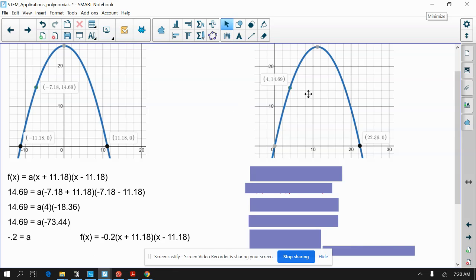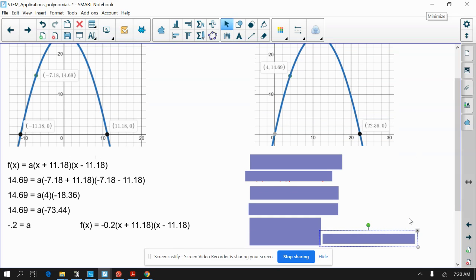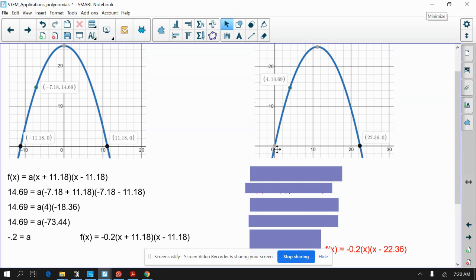What about this one? You should pause the video and do this on your own. So here our final answer is this. We've got an a value times a factor times a factor. So how do I start? I know I have two zeros. Well, if I know the zeros, I know the factors. And the polynomial can be written as a times a factor times a factor. So a times x minus 0, which represents this 0, and x minus 22.36, which represents this 0. Well, x minus 0 is just x, so I clean that up a little bit.